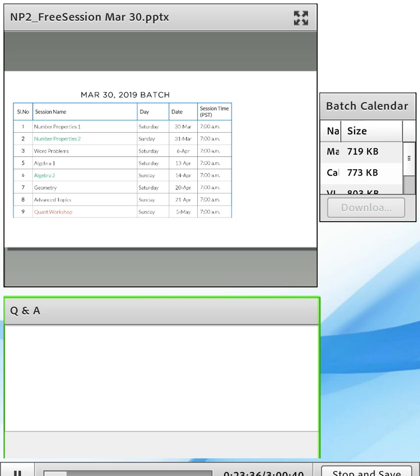This is a typical quant batch. Again, we start with number properties. Yesterday was number properties 1. Today is number properties 2. And we end with a quant workshop.